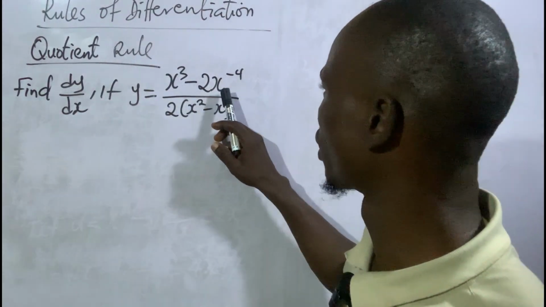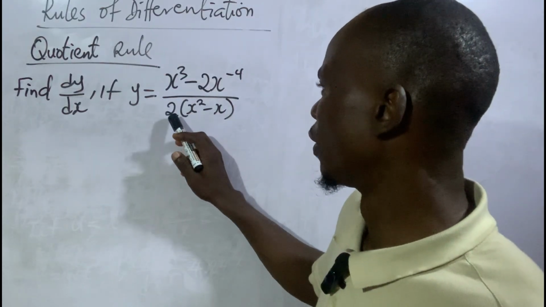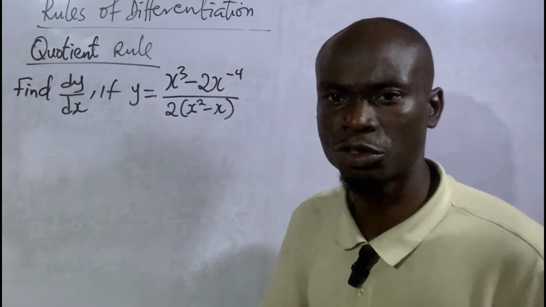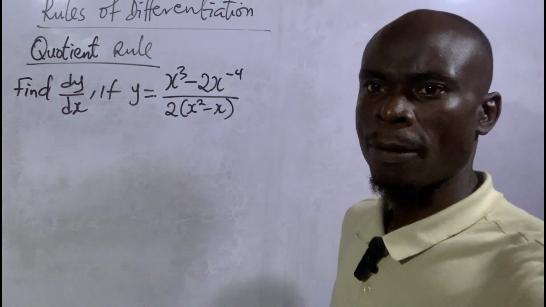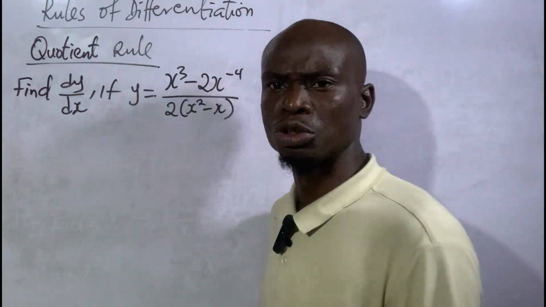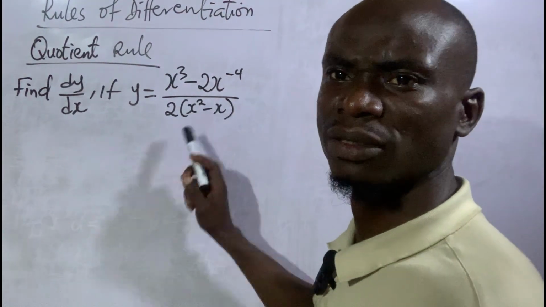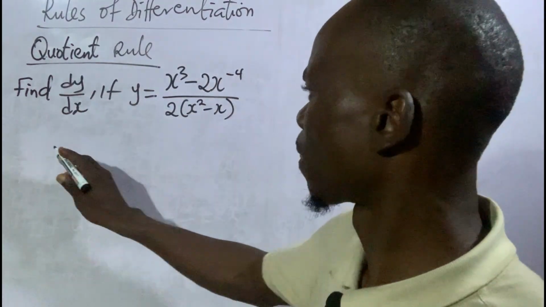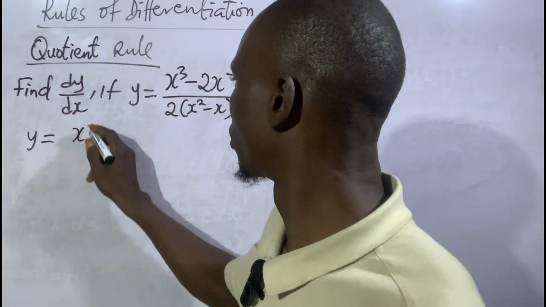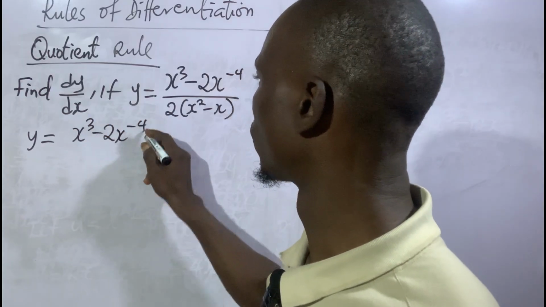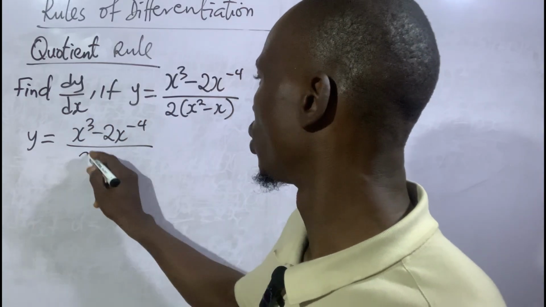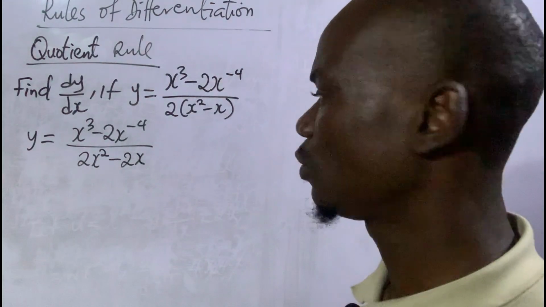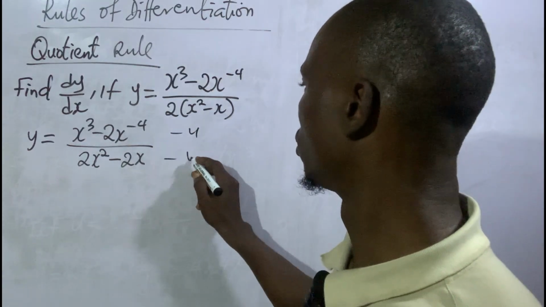Okay, the next question for today says we should find dy/dx if y is equal to (x cubed minus 2x) raised to the power minus 4 over 2 bracket x squared minus x. So in this question, this is a fraction, so we can apply the quotient rule. But before we apply it, we can open the bracket in the denominator, then we'll work with whatever we get. If I do that, y will become (x cubed minus 2x) raised to the power minus 4 all over 2 times x squared is 2x squared and 2 times x is 2x. Okay, this is my u, this is my v.